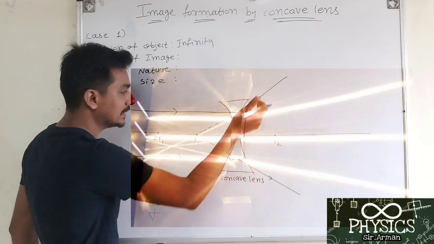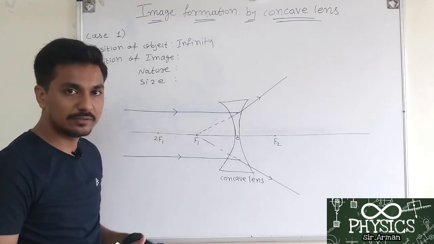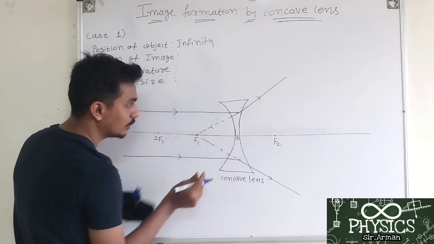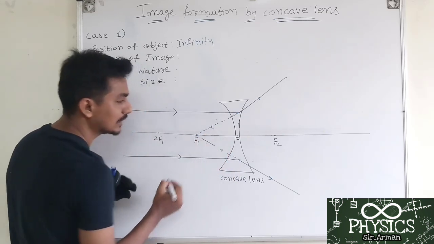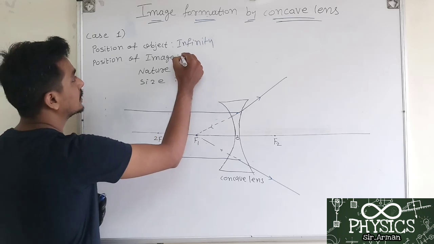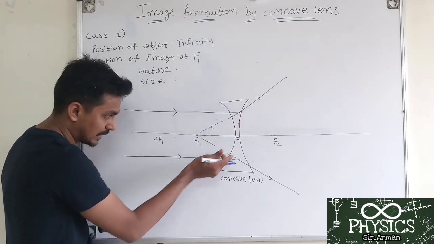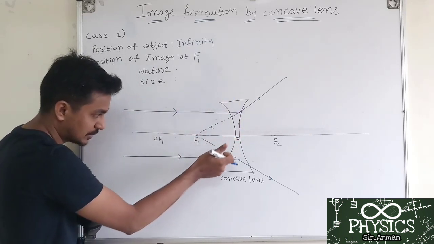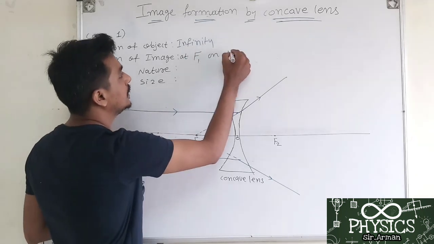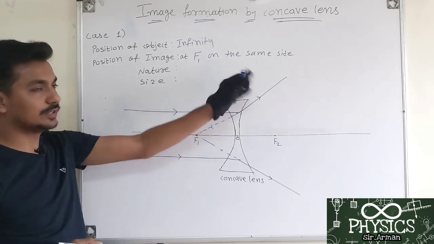Now when we trace these rays, see these rays are divergent rays. The divergent rays will not meet on this side. So how do we deal with the divergent ray? We trace them back. When we trace them back, the refracted rays appear to meet at the focus, and hence we get the image at F1. The rays interact with this surface first, and hence this focus is called F1. The image is at F1 on the same side of the object.